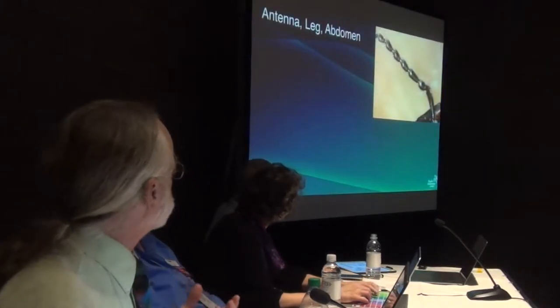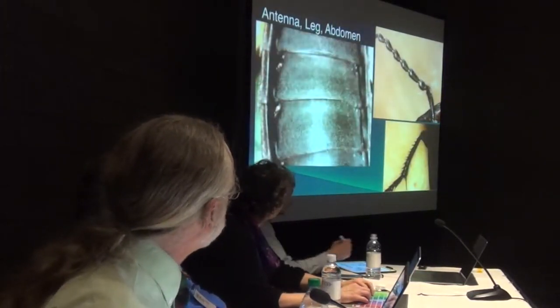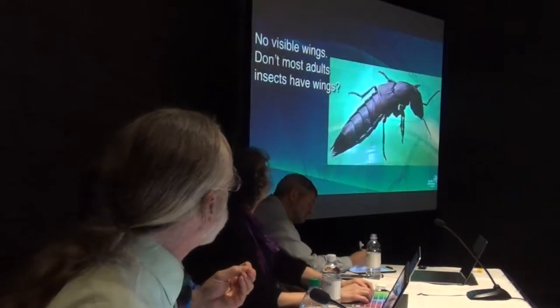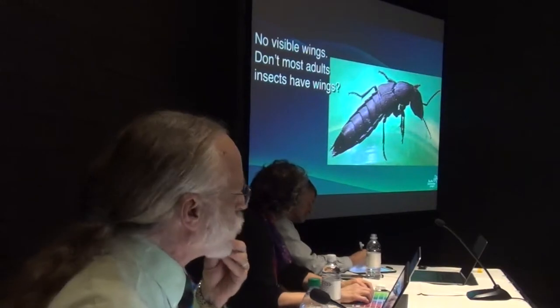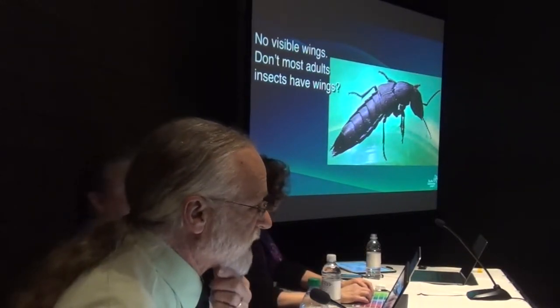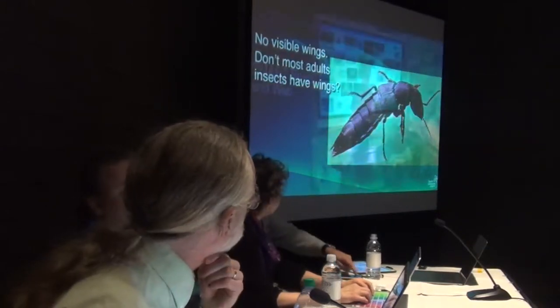And kids began to be scientific about looking at their antenna, examining their leg, looking at the abdomen where it joins to the tail, and starting to say, okay, where are its wings? It can't be an insect, it doesn't have any wings. And this began a really complex investigation.